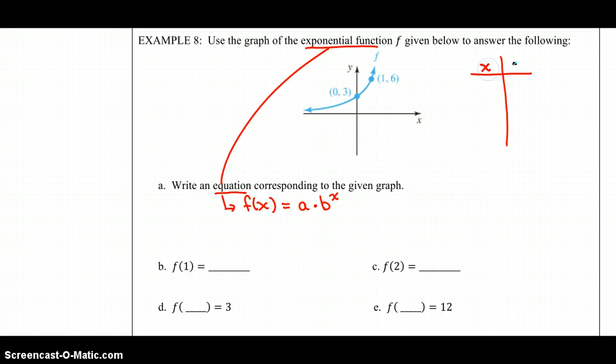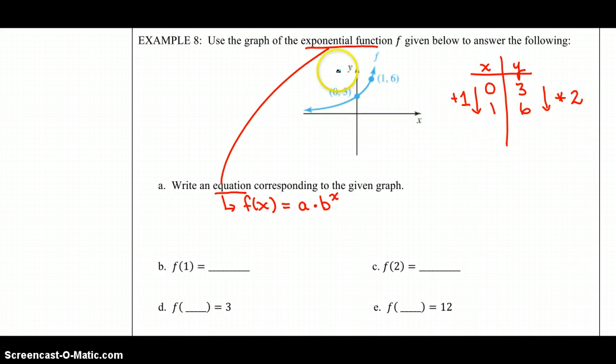Okay, so let's look at some of the input-output pairs. We've got 0 and 3, and we've got the ordered pair 1 and 6. Here we can see that we increase x by 1. Now, to describe the relationship from 3 to 6, we could say that we were adding 3, but we were told we have an exponential function. So that means we need to think about what we need to multiply by to get from one to the other instead of adding.